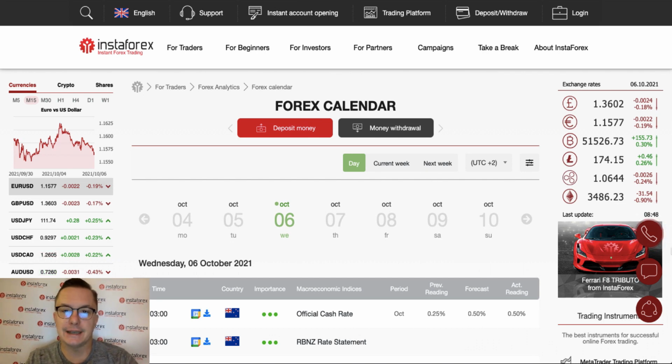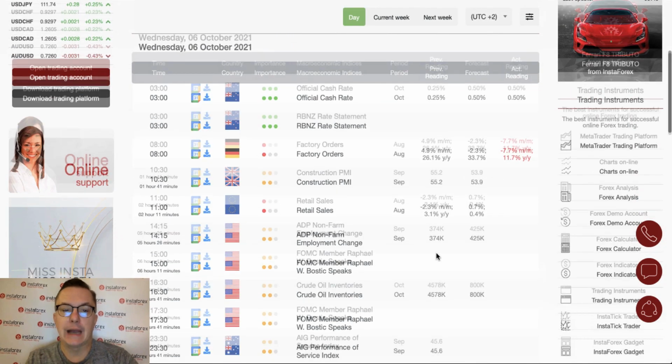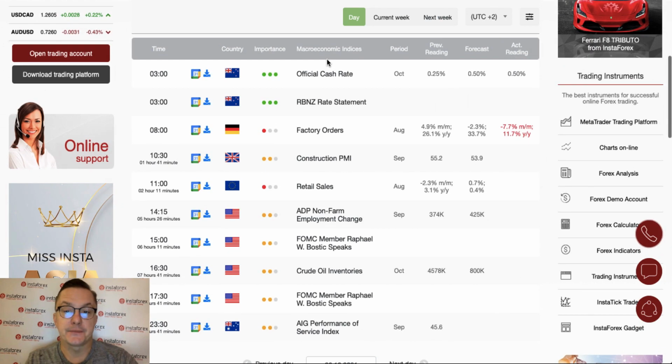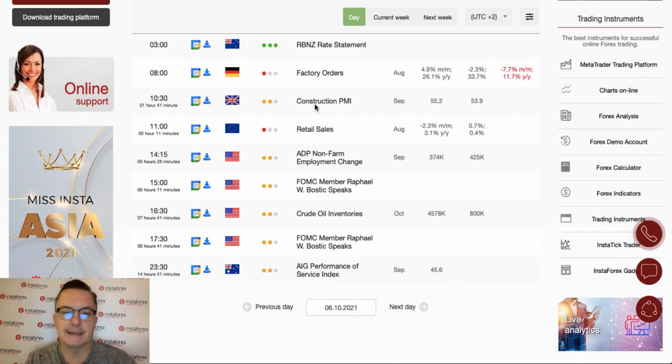Today is Wednesday, October 6th, 2021. Let's take a look at the Forex calendar. As you can see, we got the official cash rate from New Zealand, and there is a surprise. What is the surprise? The forecast was 0.5%, the actual reading was 0.5%, so there was a hike, right? The Reserve Bank of New Zealand hiked the interest rate from 0.25 to 0.50, and of course the Reserve Bank of New Zealand rate statement is available on the website.